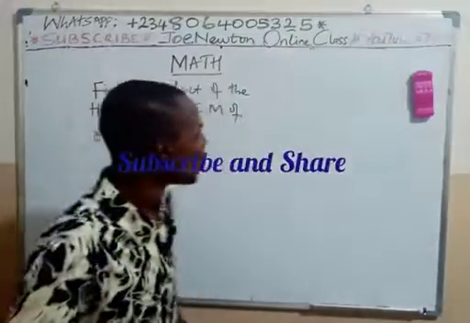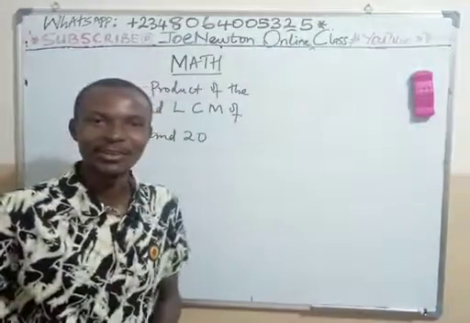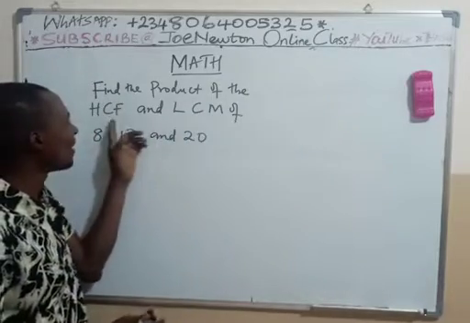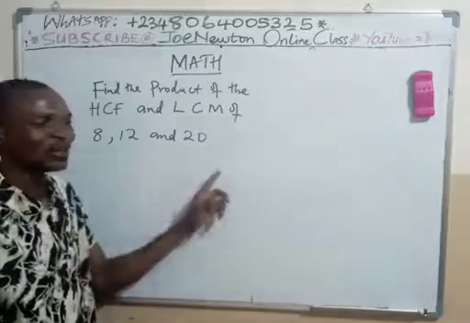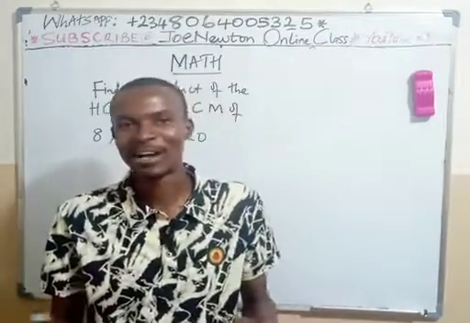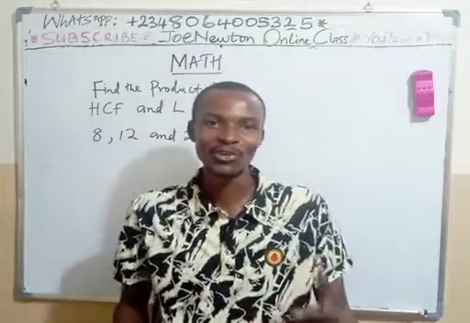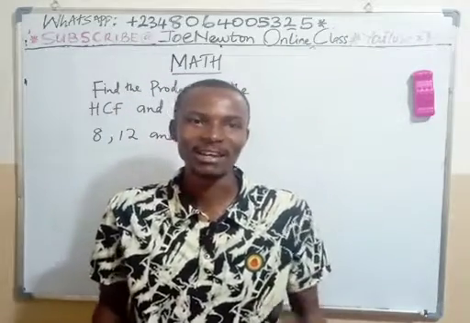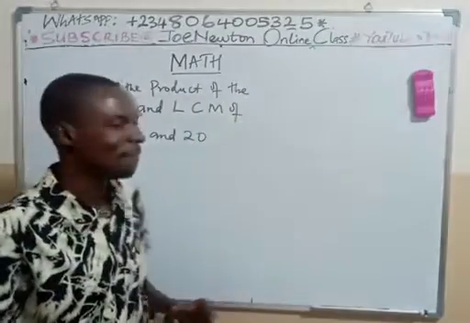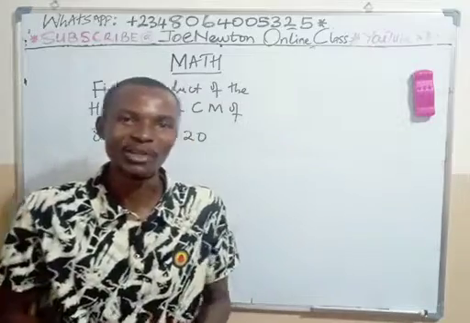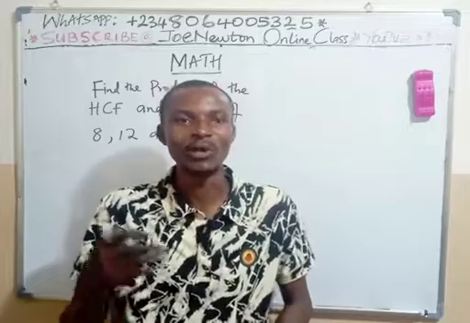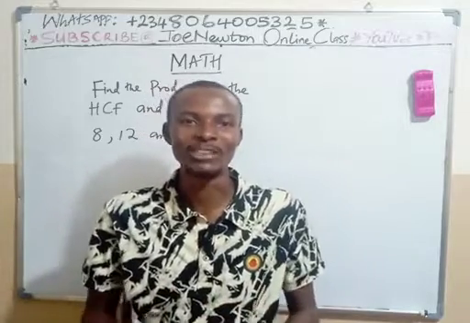In this class, we have a math task on the board. We are asked to find the product of HCF and LCM of 8, 12, and 20. This question seems very simple, but it's not as simple as people think, because some pupils at basic classes or junior secondary school find it difficult to distinguish between HCF, which is highest common factor, and LCM, which is lowest common multiple.